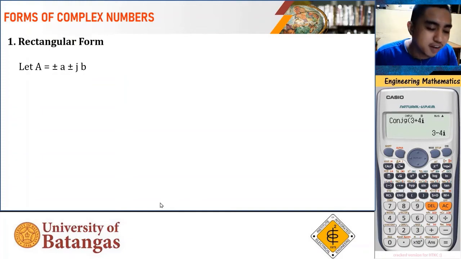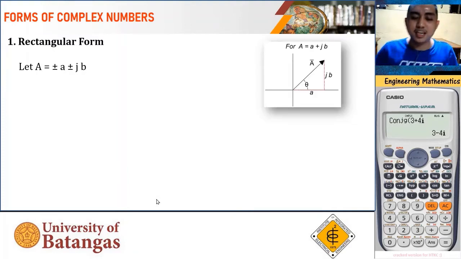So sa rectangular form, let's say meron tayong vector A. So yung vector A natin, meron tayong complex number A. So yung A natin, equal siya sa positive or negative A plus minus jB. Okay, so itong ating rectangular form, pwede natin itong i-represent sa ating Argand diagram. So pakita natin. Let's say meron tayong A plus jB.